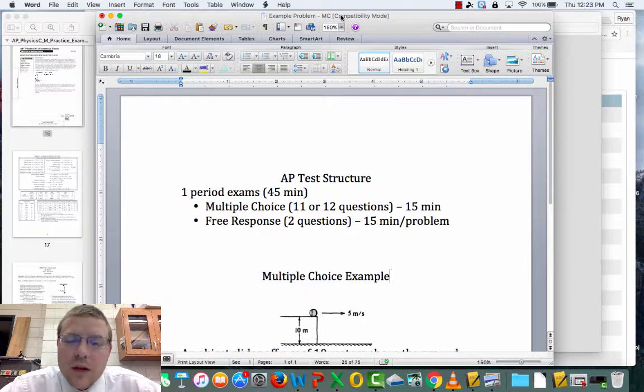Hey everyone, I wanted to give you guys a structure for how the AP exams are going to work for me in class. When we do a short exam, like we're going to do this coming Monday, it's going to be a one-period exam, 45 minutes long.